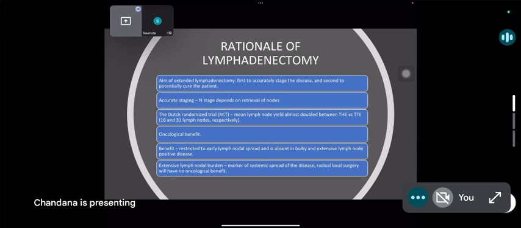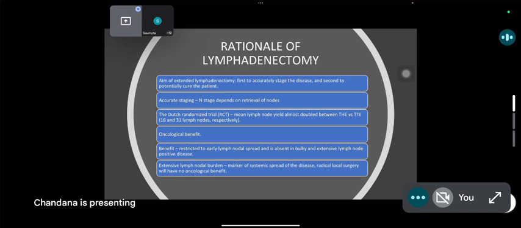According to the Dutch randomized trial, the mean lymph node yield was almost double between transhiatal versus transthoracic, that is 16 and 31 lymph nodes. Extended lymphadenectomy has oncological benefit. The benefit is restricted to early lymph node spread, and it is absent in bulky and extensive lymph node positive disease. So in case of early lymph node spread, doing extended lymphadenectomy is beneficial.